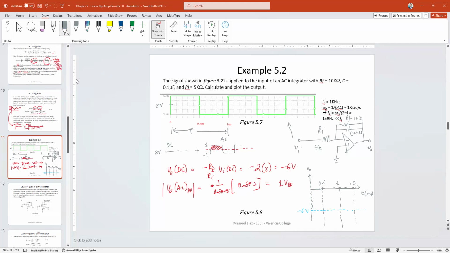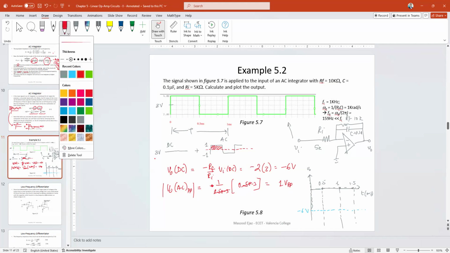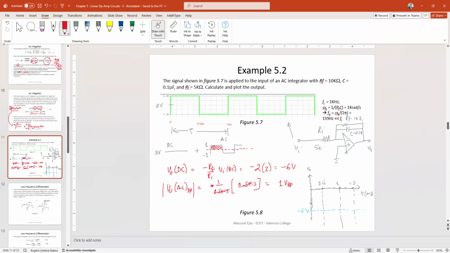And my AC component is riding on that DC component. So my output is going to be, now remember, because of this negative sign, if my input is high, half of the cycle, the first cycle, the slope of the output, negative 1 over RC, is going to be going down. And the peak to peak value is 1 volt peak to peak. That means it's going to go from negative 5.5 to negative 6.5.